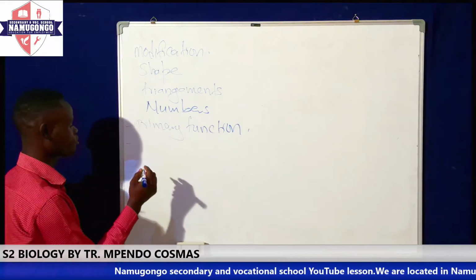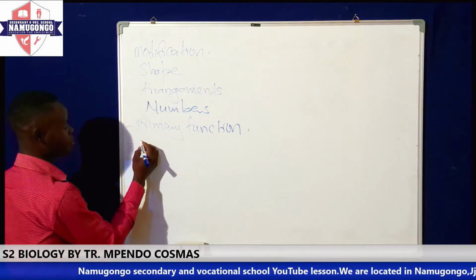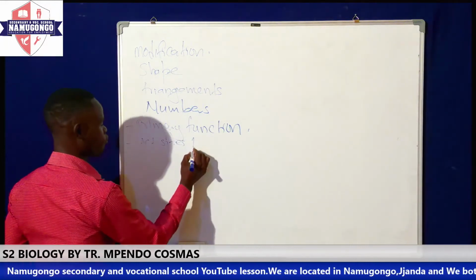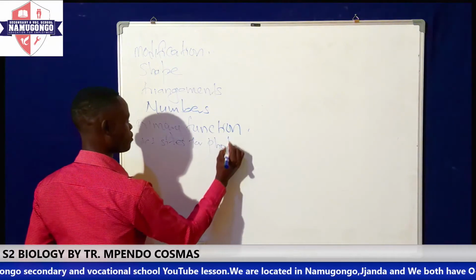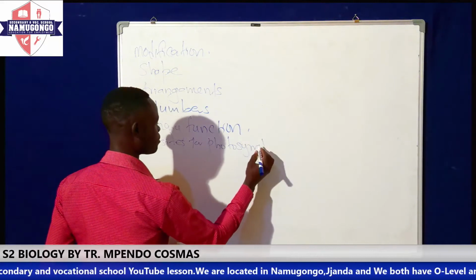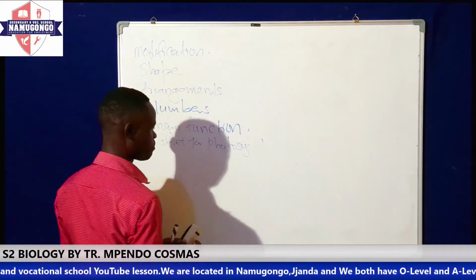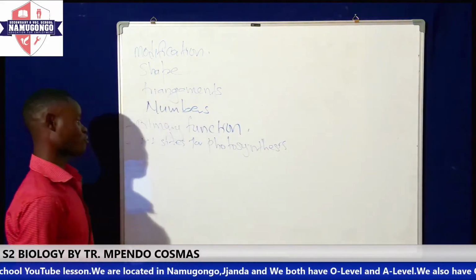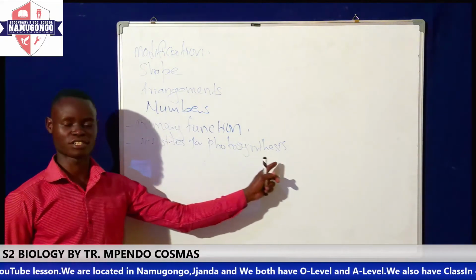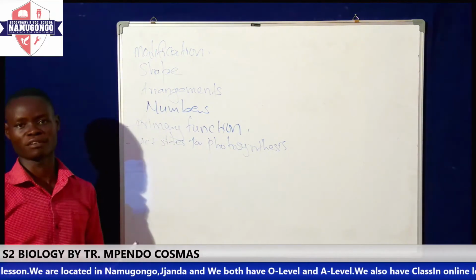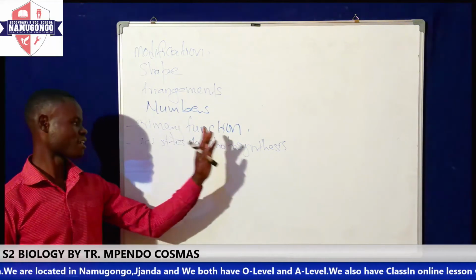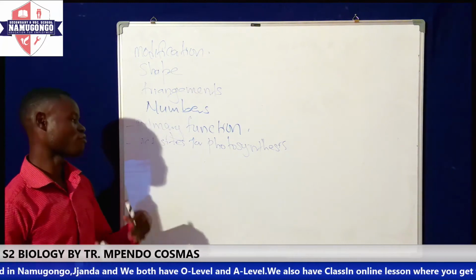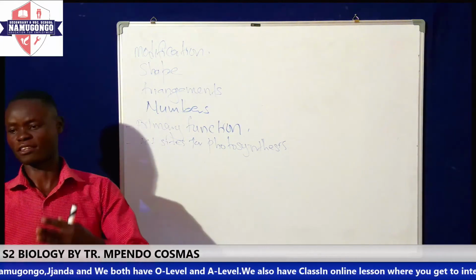One of the primary functions of a leaf is that it acts as a site for photosynthesis, or it manufactures food for a plant. That is one of the primary functions of leaves. Whenever you say leaf, you expect that these are photosynthetic organs.